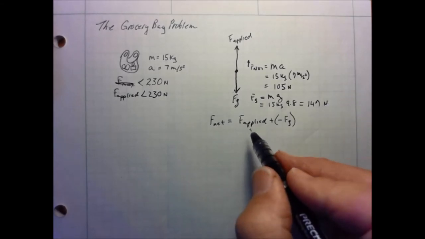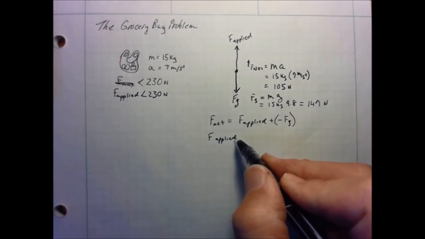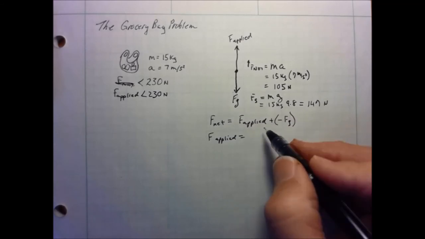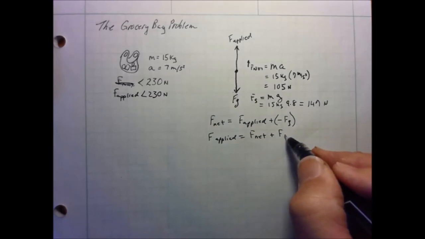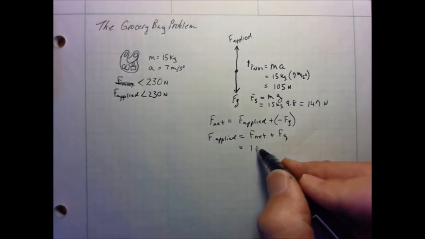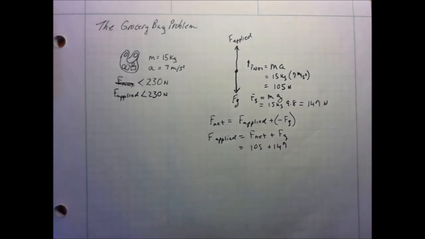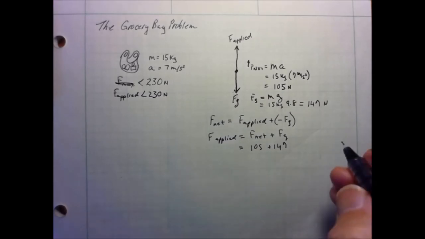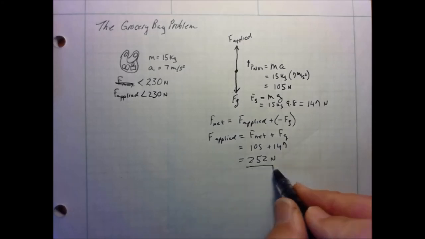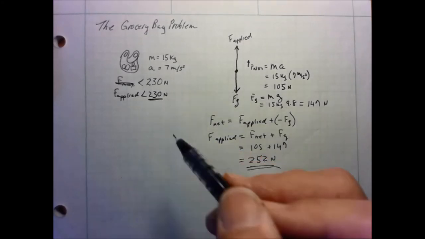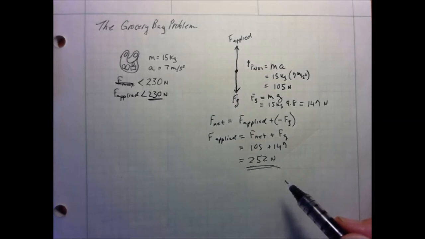Okay, so if we rearrange this equation now for F applied, that's simply going to be our F net plus F of G. We find that 105 plus 147 is going to be equal to 252 newtons, and that is in excess of our 230. So the bag is going to rip. That's the answer to this problem.